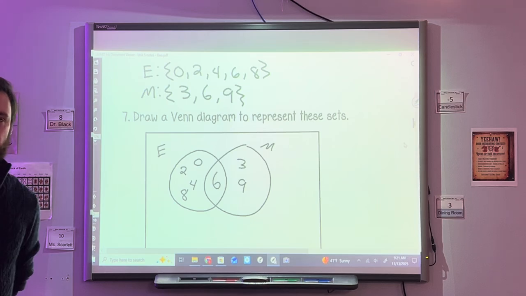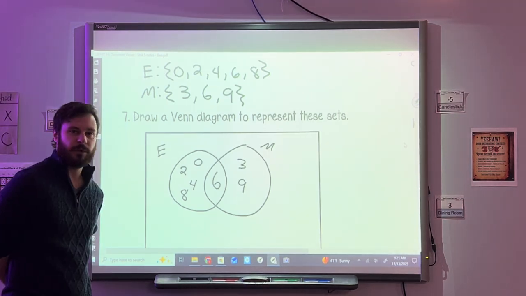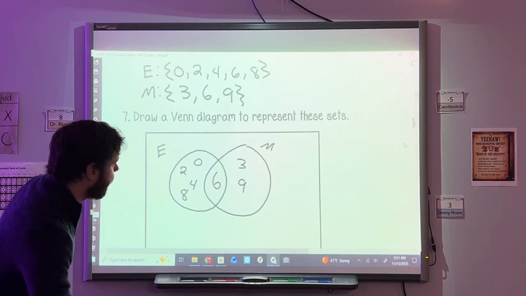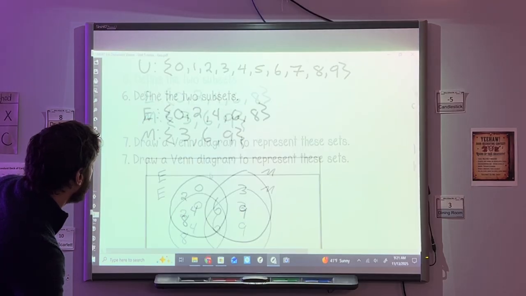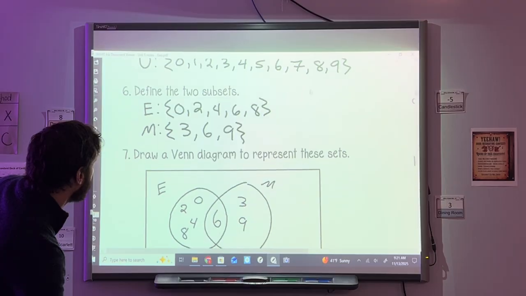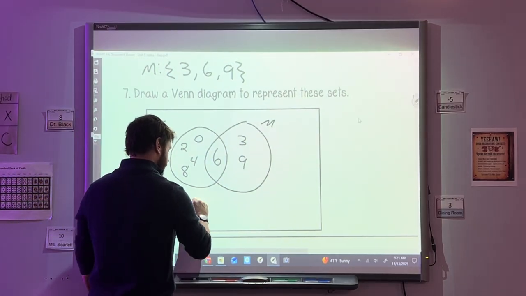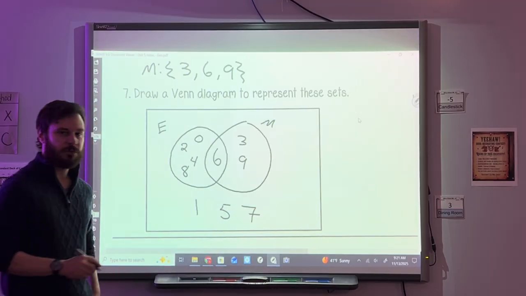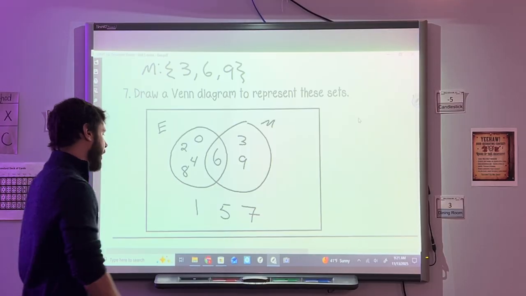Every element though is not there. My Venn diagram's perfect. I have all of the numbers where they should be, but there are some parts of this set that don't fall into these two categories, right? What about 1? What about 5? What about 7? Those don't fit into either of these categories. So they just exist outside of it. They still need to be represented, but they just don't fit into those categories, so they're on the outside.